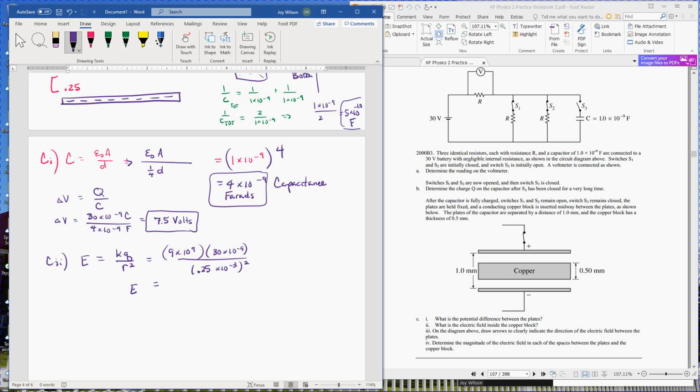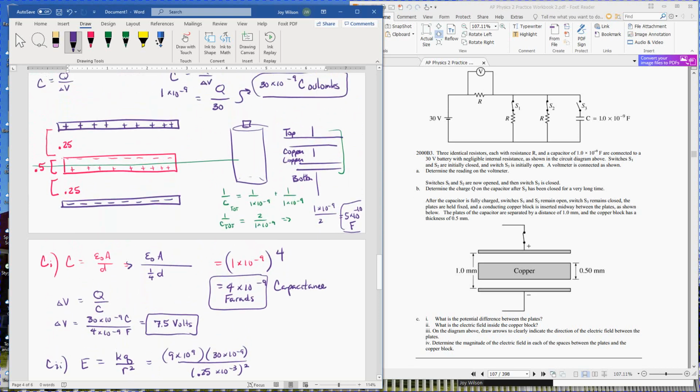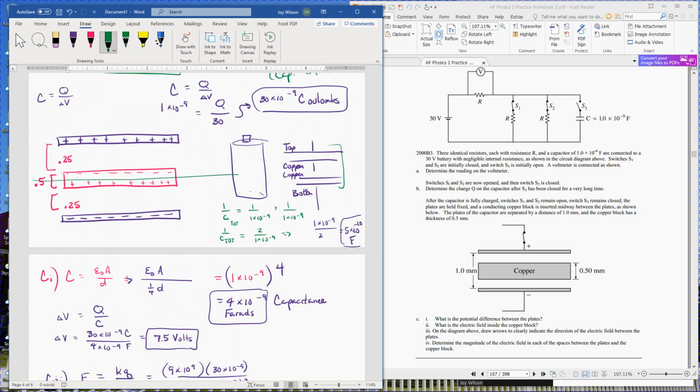How would we draw clearly the direction of the electric field between the plates? Well, drawing electric field, positive to negative, it's a uniform field. And then we do the same thing again on the bottom. So it's like we have two smaller capacitors side by side. Okay?